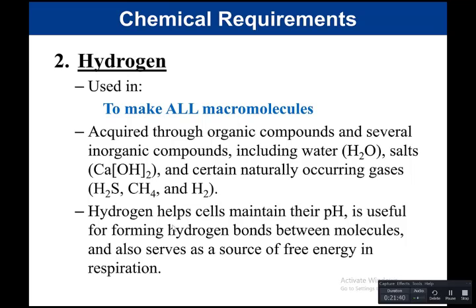Hydrogen also serves as a source of free energy in respiration. What you're going to see is that it's actually a hydrogen ion gradient that is going to allow the cell to make the bulk of the ATP. So hydrogen ions can also serve as a source of free energy.